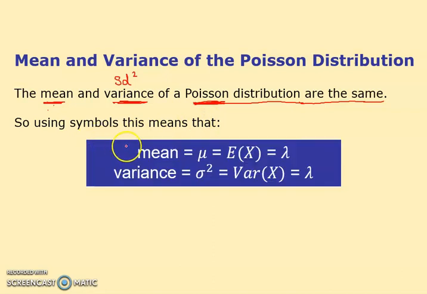Anyway, using the symbols, notice the mean here. Normally the mean is referred to as mu. This is the population mean, and it could be written E of X as well, what I expect to get. But notice I've called it lambda. And in this case, the variance, which is usually sigma squared, I'm saying no, it's lambda. So because of this, the mean and the variance are the same. Make sure you've written that down, please.